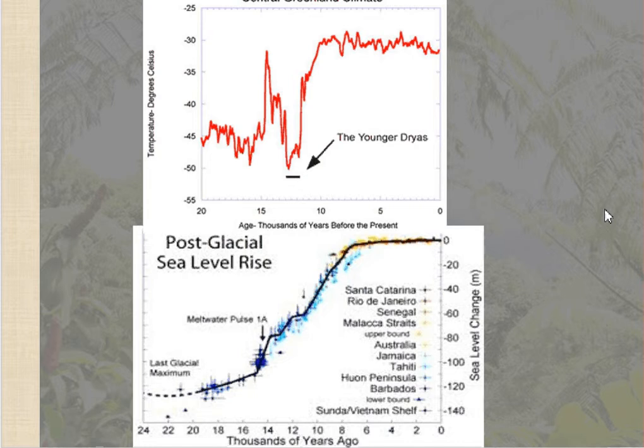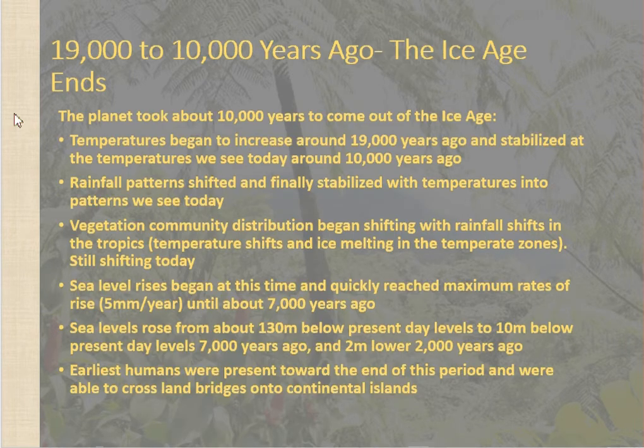All right, so looking at the changes in temperature over that period, the period from 20,000 years ago to about 10,000 years ago. So we're pretty much going on to the next slide, which is looking at the end of the Ice Age, from about 19,000 years to about 10,000 years. So just to summarize, at about 19,000 years, the coastlines were very radically altered because the sea level was 120 meters below where it is now.